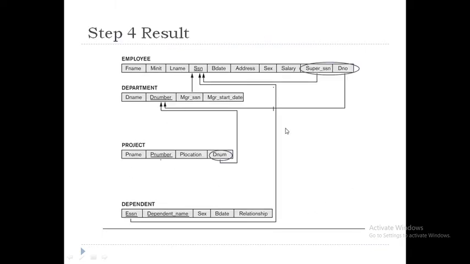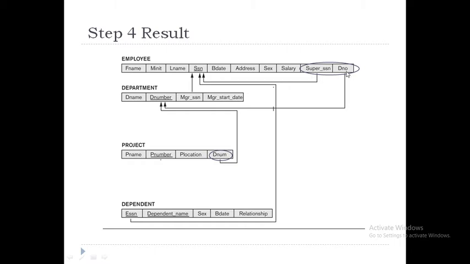See the mapping now. According to the supervision relationship, we have added SSN here. And this is made as a foreign key and it is referring to the primary key of employee. So this is self-referencing. You can see the foreign key is referring to the same relation.